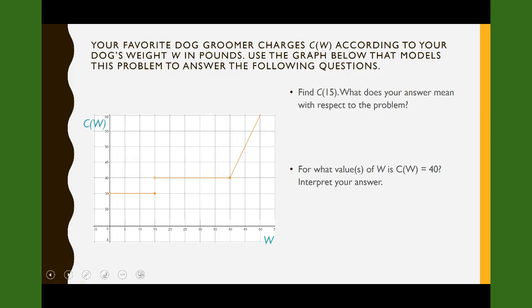Now let's finish this lesson with this word: graph of a function. Your favorite dog groomer charges C of W according to your dog's weight W in pounds. Use the graph below that models this problem to answer the following questions. First, we have to find C of 15. Now C of 15 means if the input is 15, what is the output? So if you go up, you can see you actually have two dots on top of 15. One of them is a closed circle, one of them is an open circle. Remember, we only want the closed circle, the shaded one. So C of 15 equals, you get the Y value for that, which is 35.